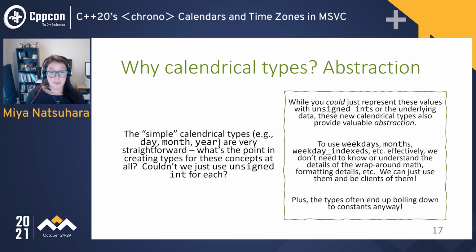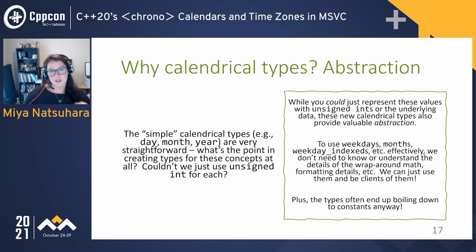Plus, in reality, because these types are so simple, they often end up boiling down to constants anyway. So you get a lot of the benefits from having these types in the readability factor. You don't end up paying a ton of the cost. This library is very straightforward in a lot of ways, and the optimizer can do a lot of work for us.